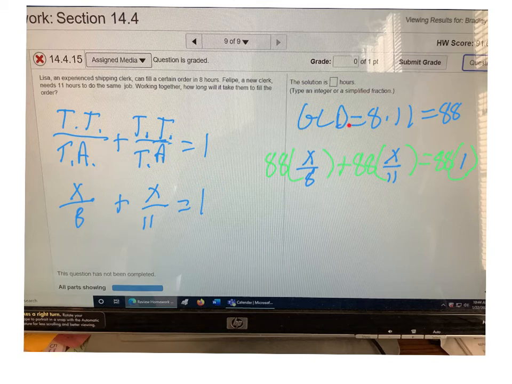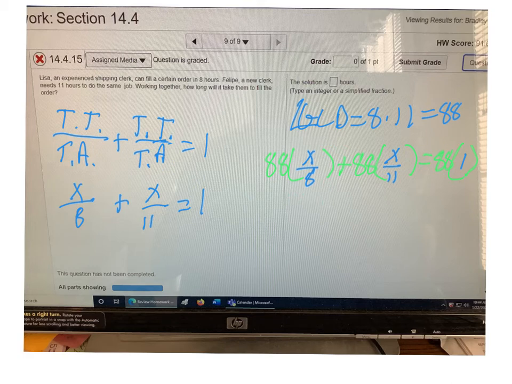Next you need to determine the least common denominator. You've got an 8 and an 11 here. They have no factors in common, so their product, 88, is the least common denominator for this. Then you want to multiply this equation by the least common denominator, so you multiply each term by 88. Then you want to simplify this.